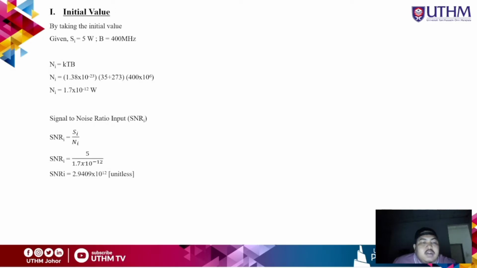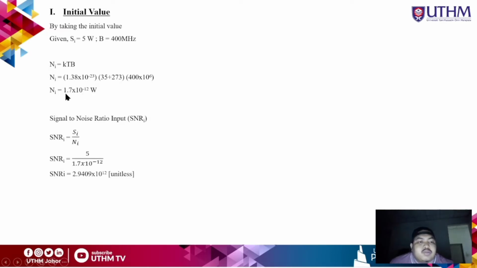Okay, given SI is 5 watt and bandwidth is 400 MHz. In order to find the SNR input, it is equal to SI over NI. So we need to find NI first because SI is given from the question. NI equals KTB, where K is the Boltzmann constant, T is the absolute temperature, and B is the bandwidth. So all the parameters have been given in the equation.